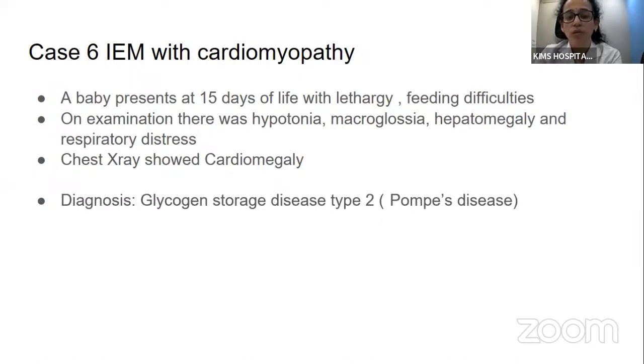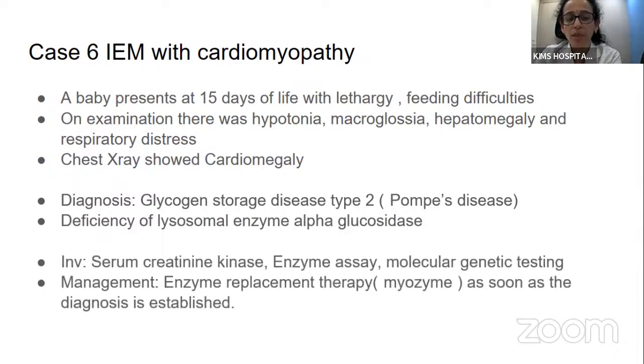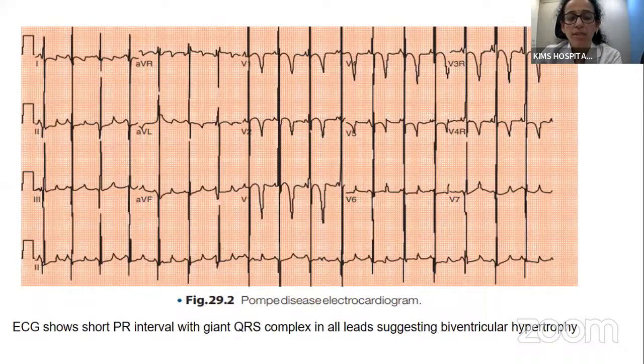In this, the diagnosis was found to be glycogen storage disease type 2, which is Pompe's disease, deficiency of lysosomal enzyme alpha-glucosidase. The investigations usually done are serum creatine kinase, enzyme assays and molecular genetic testing for the same condition. The treatment is enzyme replacement therapy. Even though it is costly, it is available, and it should be started as soon as the diagnosis is established to avoid complications. This is the ECG of the same baby showing short PR interval with giant QRS complexes in all leads. You can see the QRS complexes in all the leads, suggestive of biventricular hypertrophy.